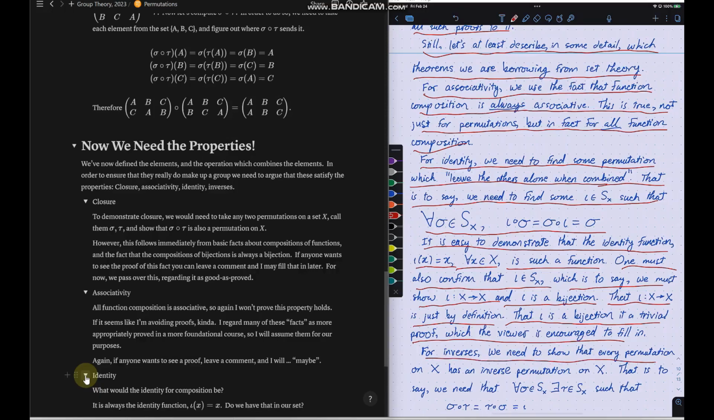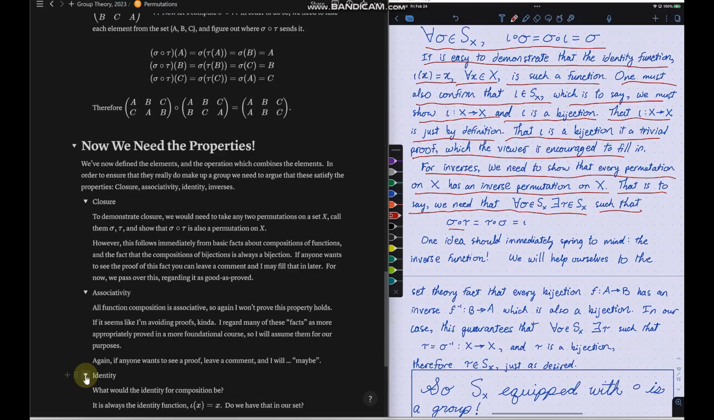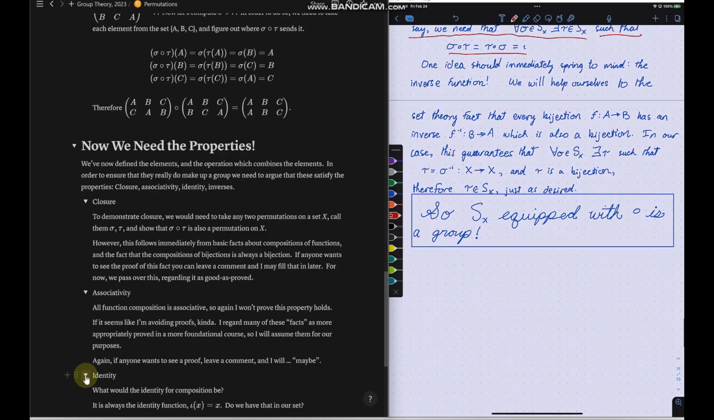For inverses, we need to show that every permutation on X has an inverse permutation on X. That is to say, we need that for every sigma in the permutations, there exists a permutation tau, such that sigma composed with tau is tau composed with sigma is iota. That's the whole concept of an inverse. They combine to the identity. One idea that should immediately spring to mind: the inverse function. We will help ourselves to the set theory fact that every bijection f from A to B has an inverse f inverse from B back to A, which is also a bijection.